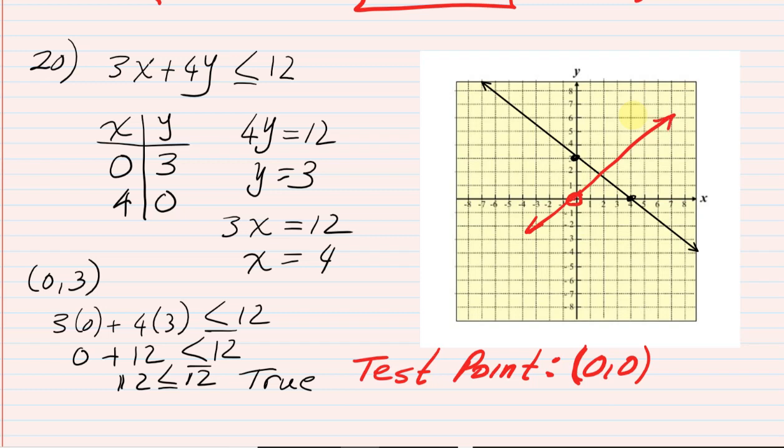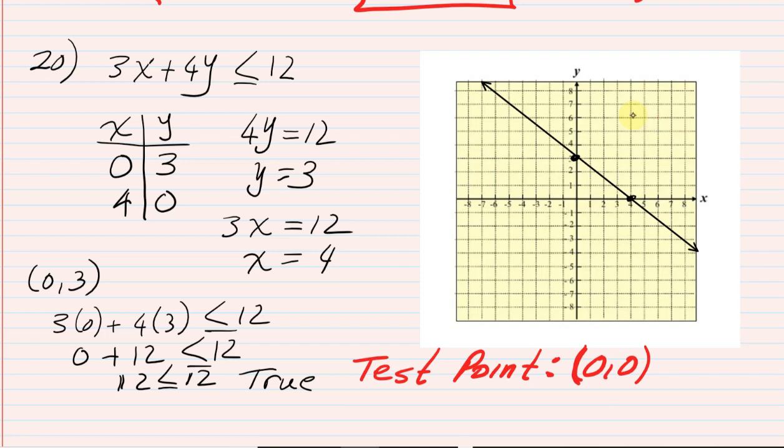Then the next smartest point to pick is either 1, 0 or 0, 1. So if you have a line that runs through the origin, remember, those are your test points, 1, 0 and 0, 1. And that would be the best test points you can find. And of course, you can try any test point. We all get the same ultimate shading.